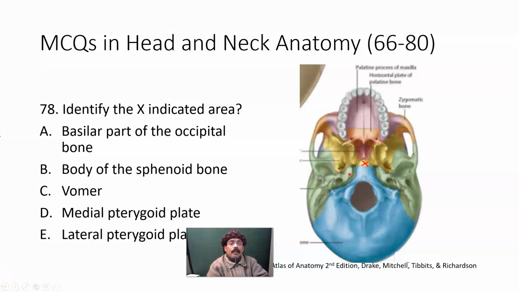Here, MCQ in head and neck anatomy. Identify X, the indicated area, this area. Basilar part of the occipital bone. Yes, we got it, this is the basilar part. Then body of the sphenoid bone, it also comes here. Then vomer, medial pterygoid plate, lateral pterygoid plate. So our answer should be body of the sphenoid bone.